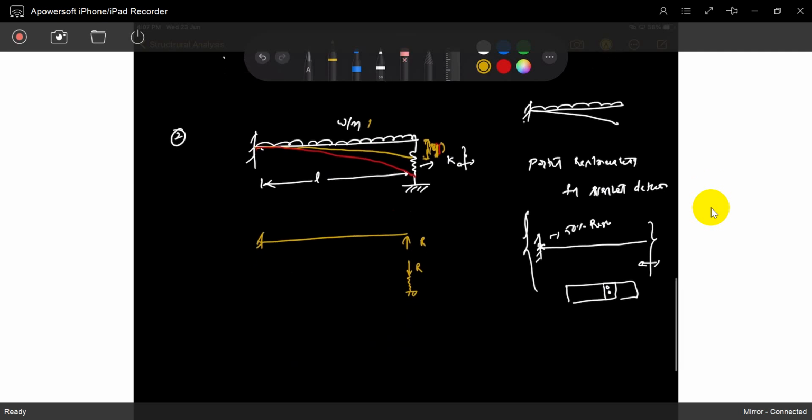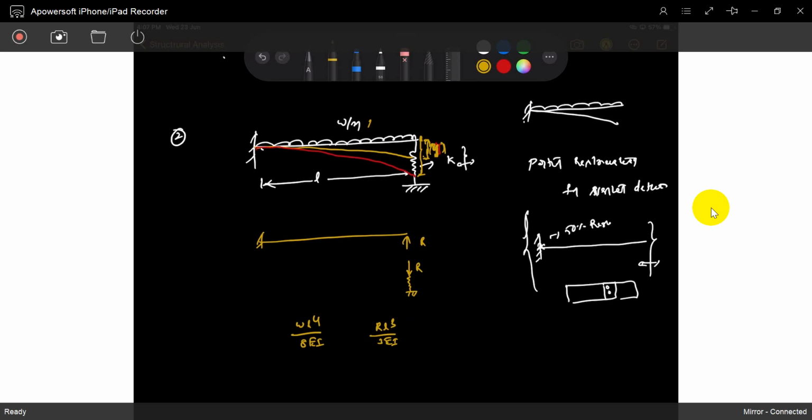The original deflection is WL power 4 by 8EI. That will equal the deflection due to the force exerted by R, which is RL cube by 3EI. But the total deflection without support is WL cube by 4 by 8EI, and only Y is allowed. So understood, just observe it.